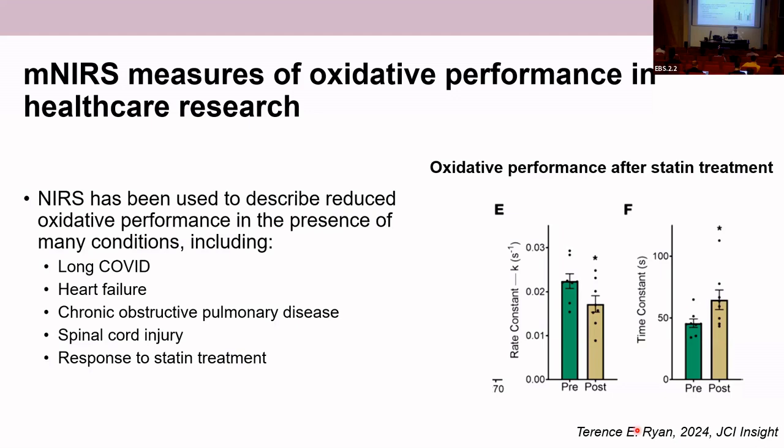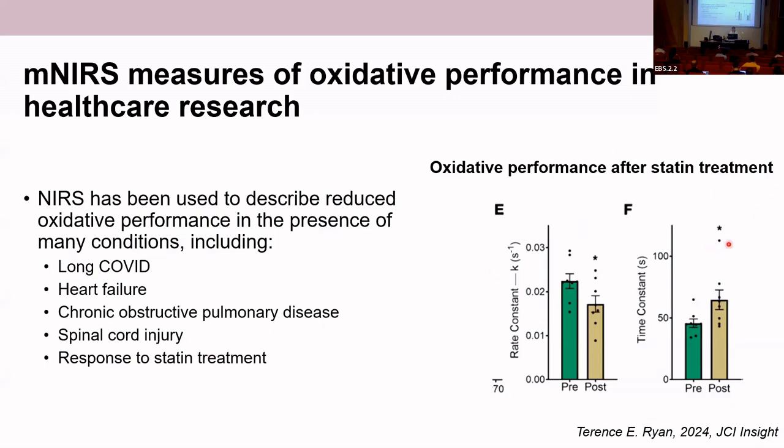So recently, there's been work done looking in people with long COVID. And we've done some work which Alex Jameson's going to present in the next session. And there's also other groups that have done mNIRS work in the presence and absence of long COVID. So it's also been described in heart failure and COPD, in spinal cord injury, and then again recently in response to statin treatment.